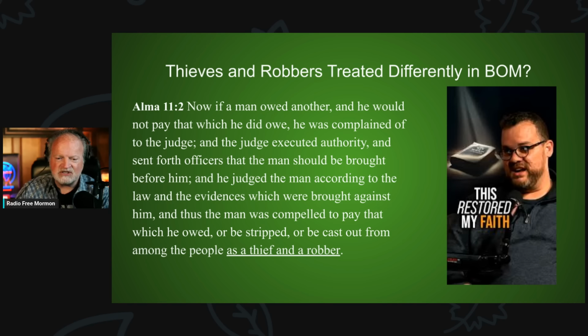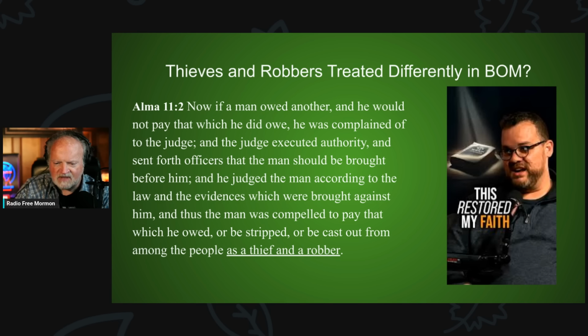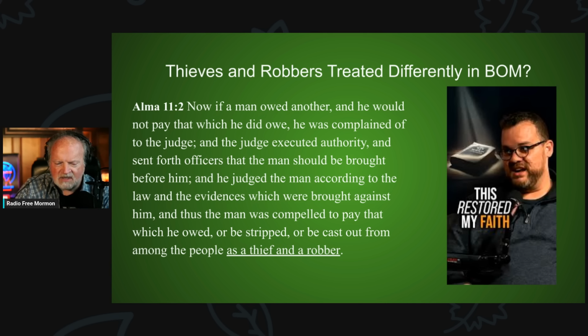This is Alma 11:2. I wish I had thought of this earlier when I was responding to this chapter the first time, but I'm not going to miss it the second time. He says, in modern English, the words thief and robber are generally used interchangeably. Well, they're the same thing in the Book of Mormon. He asks, isn't it fascinating that there's a clear distinction between thieves and robbers in the Book of Mormon? Well, maybe not so clear after all, according to Alma 11:2. So I wanted to mention that for Austin Fife so he can update his Light on Truth letter accordingly.